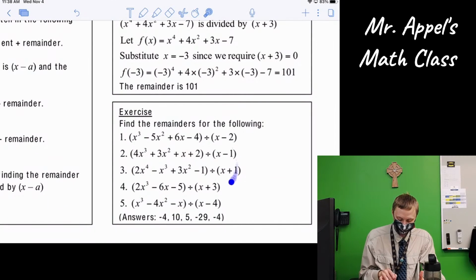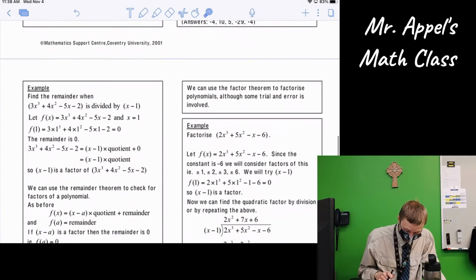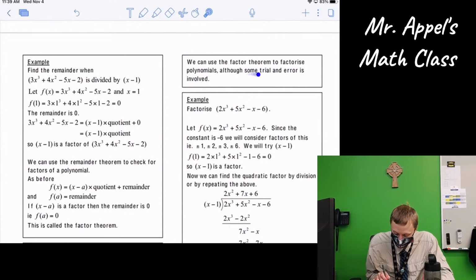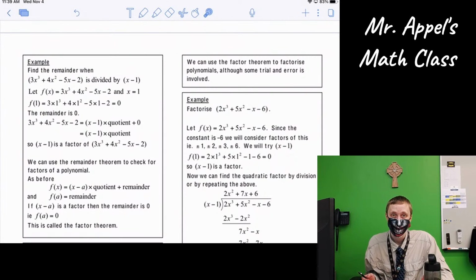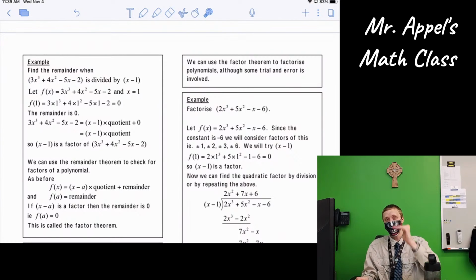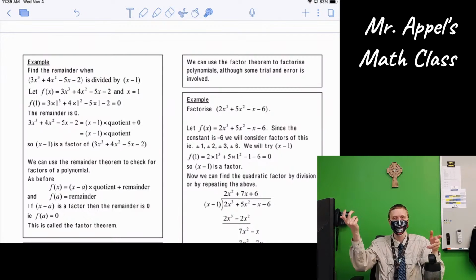You're going to start out just finding the remainders. And then on the next page, we can use the factor theorem to factorize, though possibly with some trial and error. So rather than having to divide by all the numbers, you can plug in the number and say, if I divided by x minus 2, would that work? Is x minus 2 a factor? I don't know, try it. Plug in 2. Do you get 0?